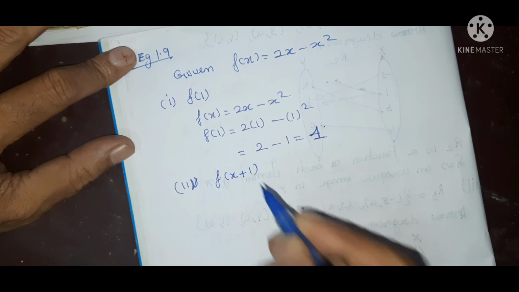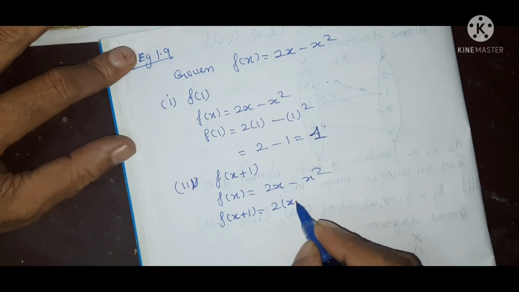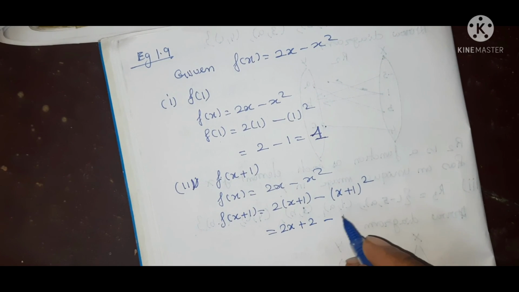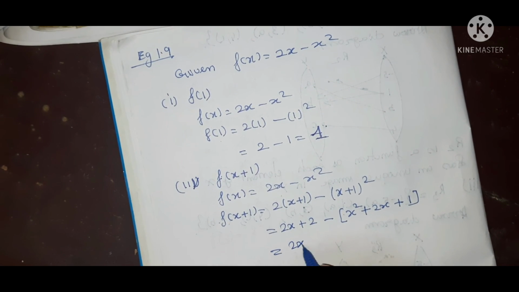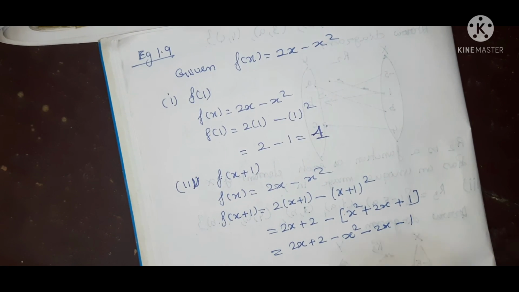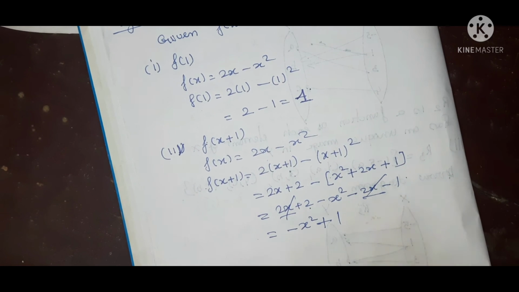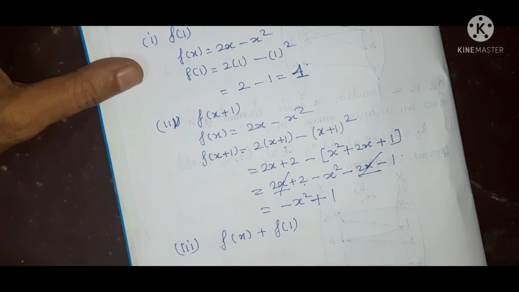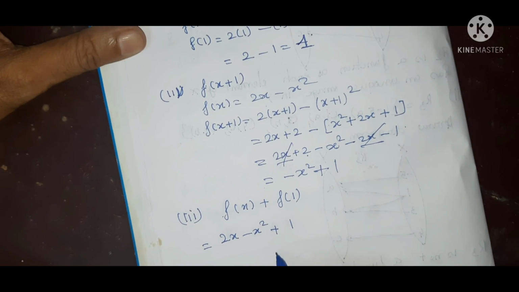Second one, f(x + 1). f(x) = 2x - x². f(x + 1) = 2(x + 1) - (x + 1)² = 2x + 2 - (x² + 2x + 1) = 2x + 2 - x² - 2x - 1 = 2 - 1 - x² = 1 - x². Third one, f(x) + f(1). f(x) is given as 2x - x², and f(1) is 1. The answer is 2x - x² + 1.